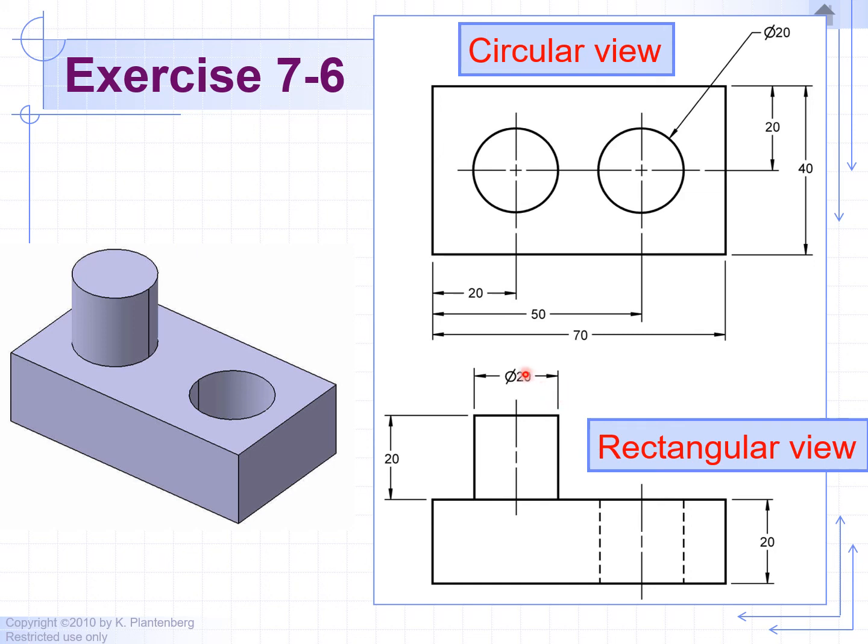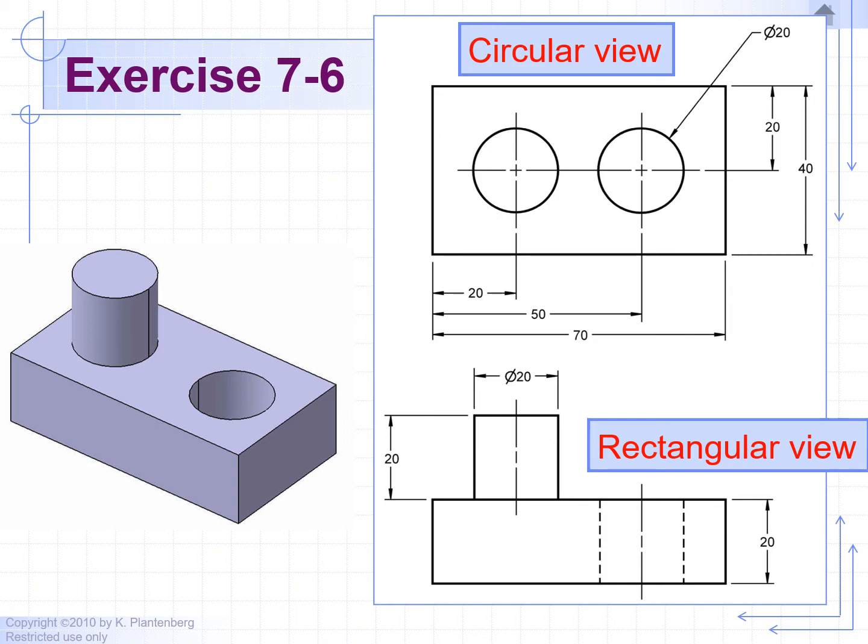when they see this diameter 20 dimension on a rectangular view, right away they know, oh, this is a cylinder. When they see a circle dimensioned with the diameter, that tells them, oh, it's a hole. So this obviously is a hole. This here is a cylinder. This rarely comes up, but once in a while you will encounter this type of rule to follow.